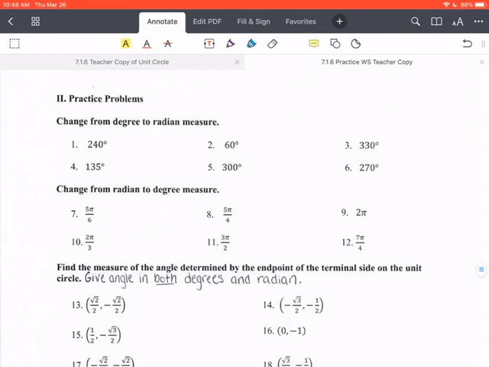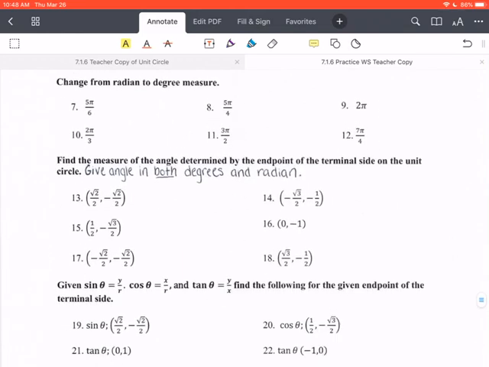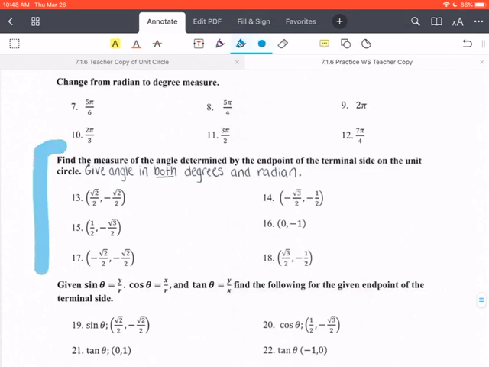But then I really want you to focus on finding what angle pairs with the coordinate pair given. Obviously you can look at your unit circle, but I would encourage you eventually to try to do this without looking at the unit circle first and then check yourself.